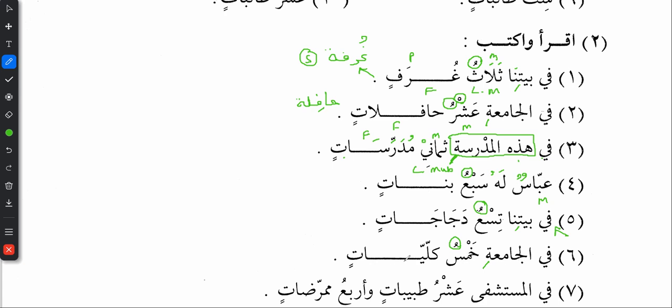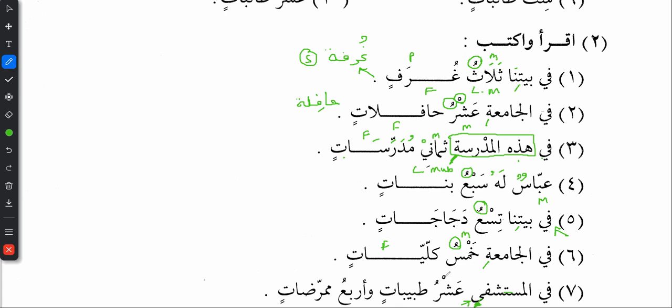كلية is the singular with the ta marbuta, and this is plural. This is feminine, so this is male number. في المستشفى, it should have a kasra below, but due to this alif makhsura we cannot put any haraka there, so it will be called kasra muqaddara. It cannot be put there visibly. It is estimated.